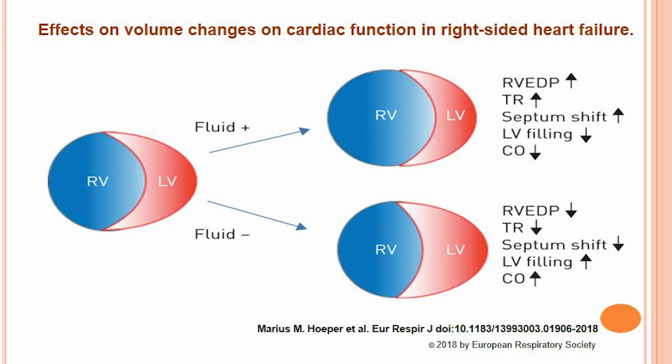up with an increase in the right ventricular end diastolic pressure. There will be increase in tricuspid regurgitation, septal shift, decreased LV filling, and ultimately you will end up with decreased cardiac output and hypoperfusion of all the organs. So this patient should be fluid negative so that finally we will get increased cardiac output.